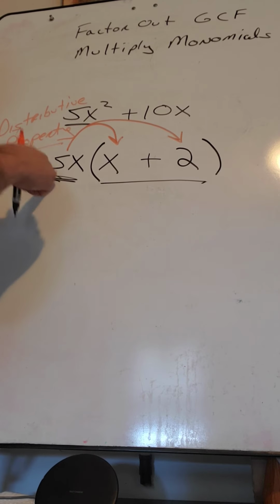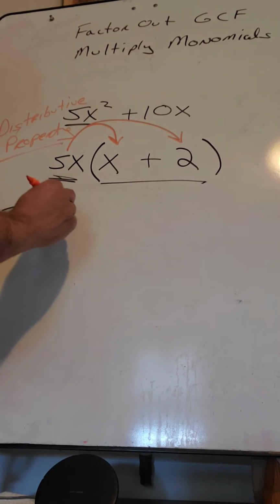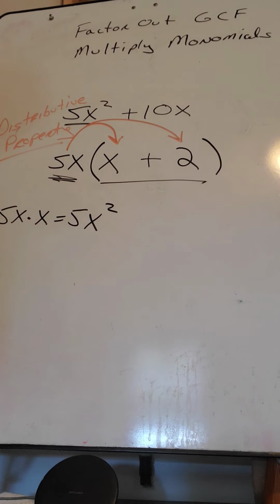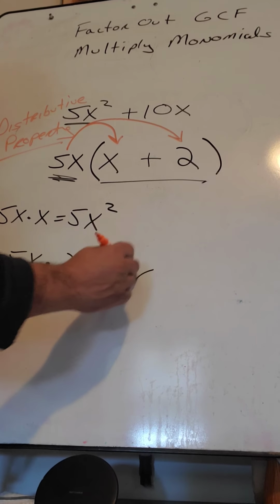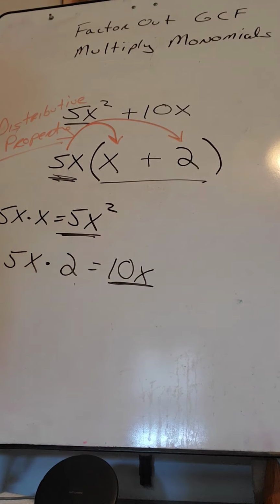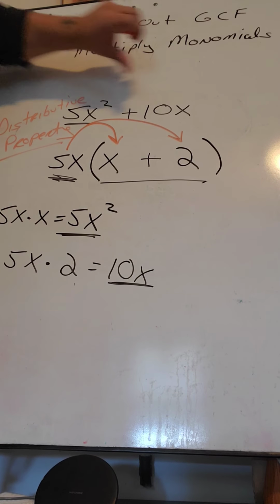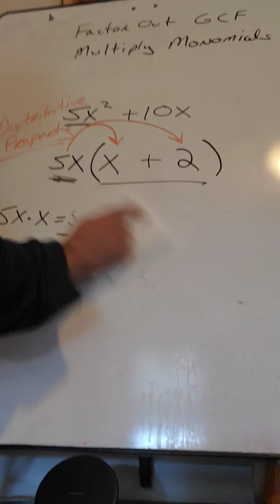So what ends up happening is you multiply this 5x times the x. So if I multiply 5x times x, I get 5x squared. And if I multiplied 5x times 2, I get 10x. Now notice these two terms, this 5x squared and this 10x, are the same things that we started out with up here. So I'm going to erase real quick and just show you what this looks like in real time.